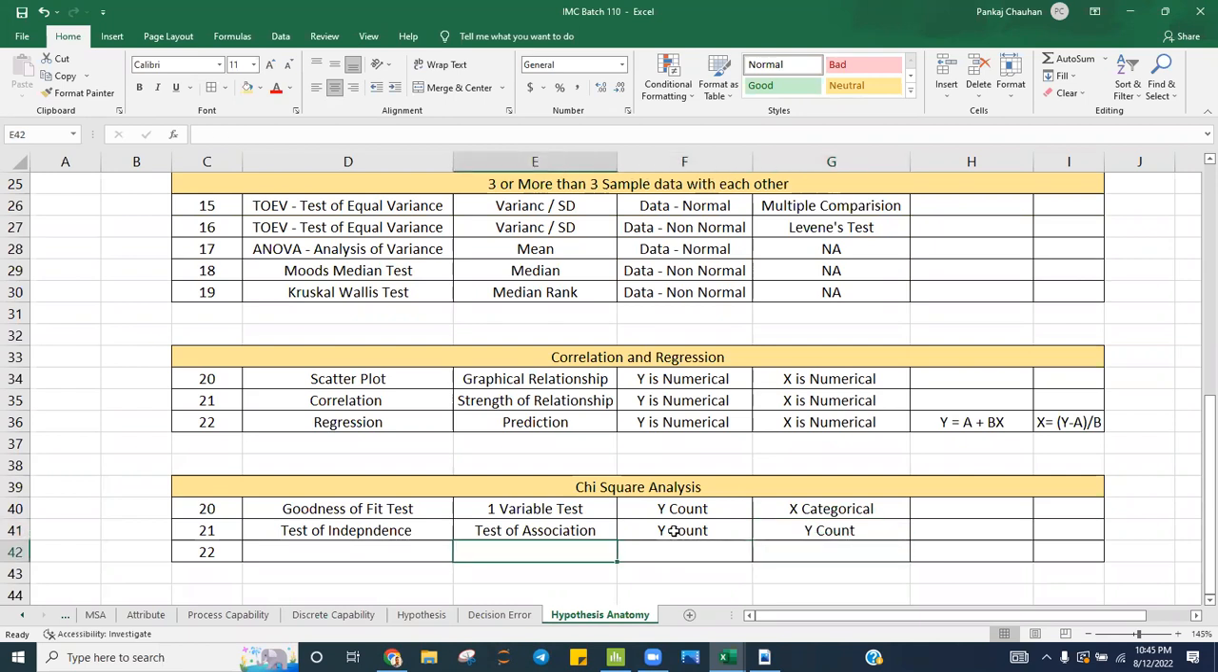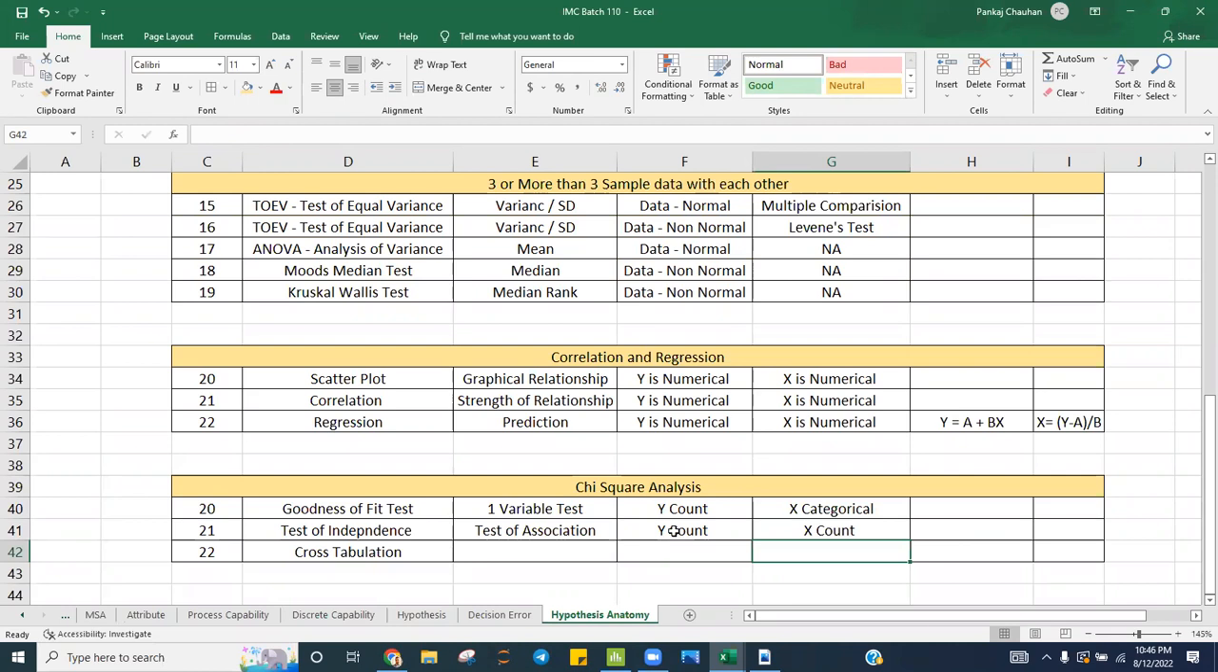The third test we perform is the cross tabulation. X and Y count? Yes, x and y both are count. I think, okay, this Y should be x. Sorry. Okay, thank you. Cross tabulation.